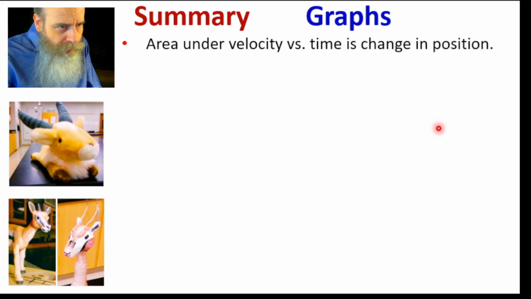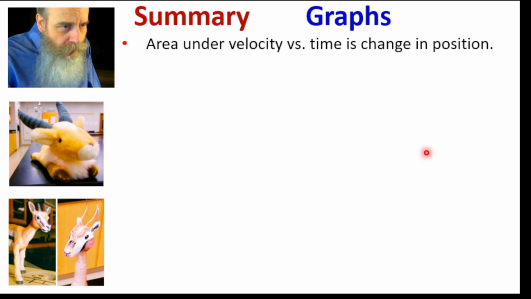More about the graphs. The area under velocity versus time is change in position. When we say area under a graph, we mean the area between the graph and the time axis. If velocity is above the time axis, that's a positive area.